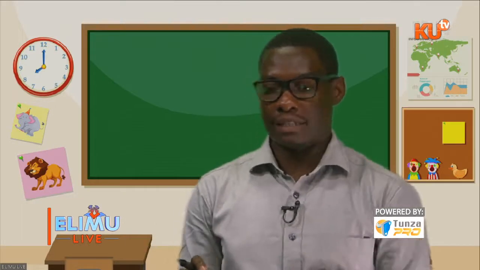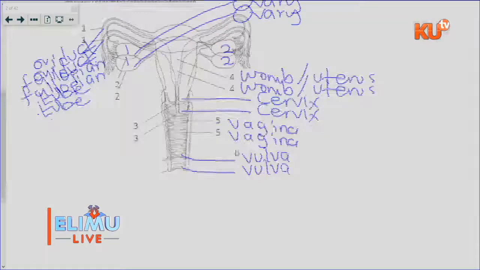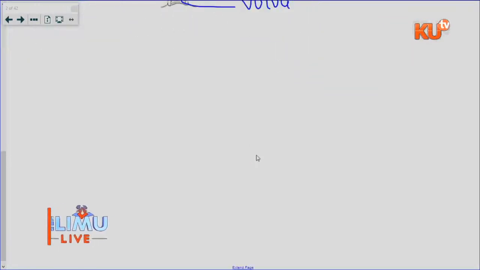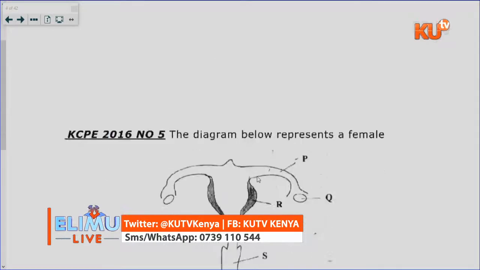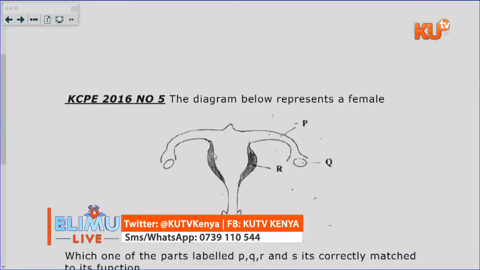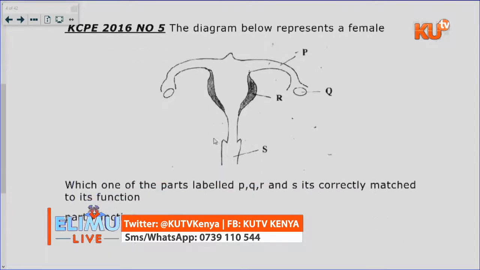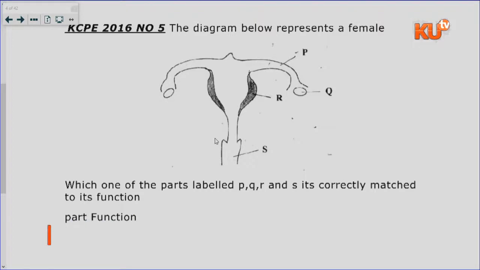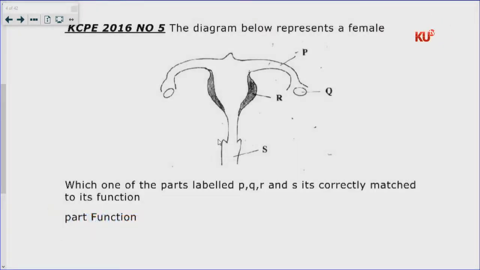So my first KCPE question is 2016, number 5, and it came from what we have just learned. So let's look at the question. 2016, number 5. I will read. The diagram below represents a female reproductive system. Which one of the following parts labeled P, Q, R, and S is correctly matched to its function?